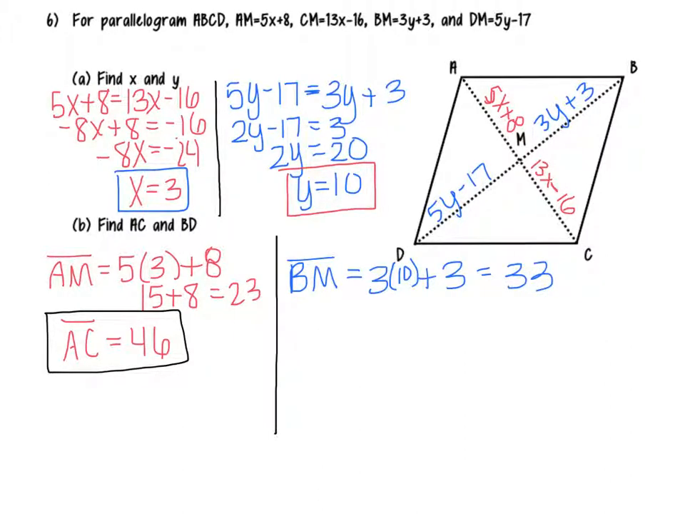So I don't need BM, I need BD. I need the whole thing. So I'm going to double it, and 33 times 2 is 66. So the length of BD is equal to 66.